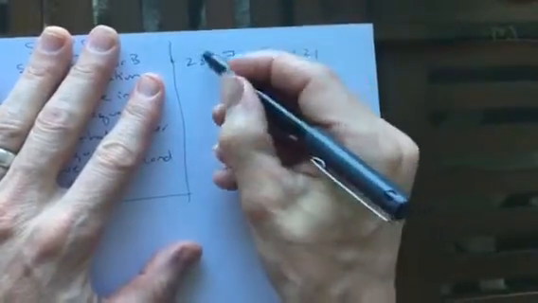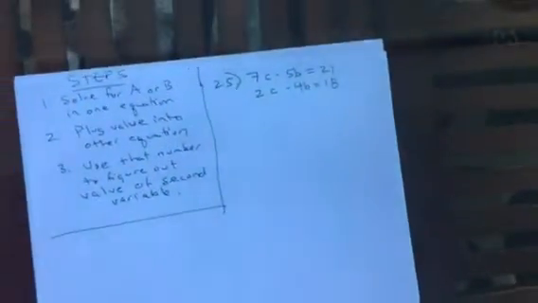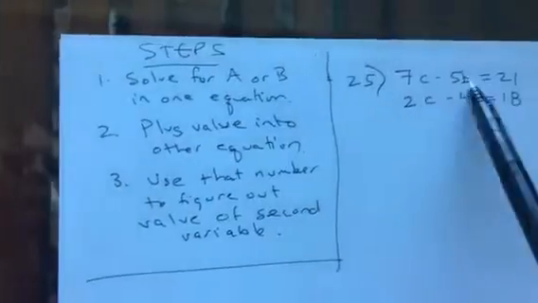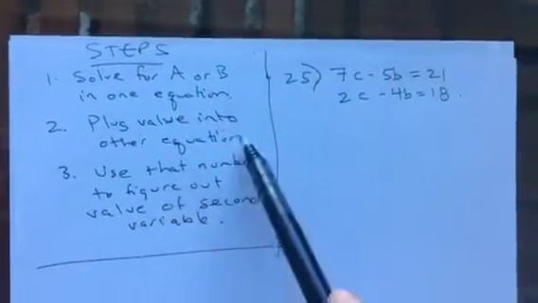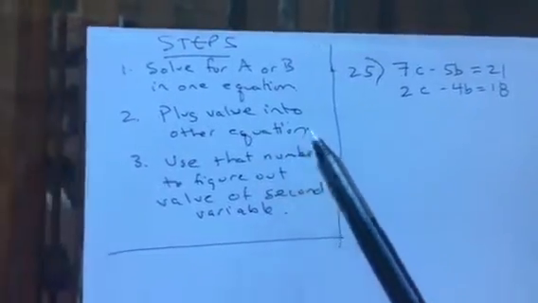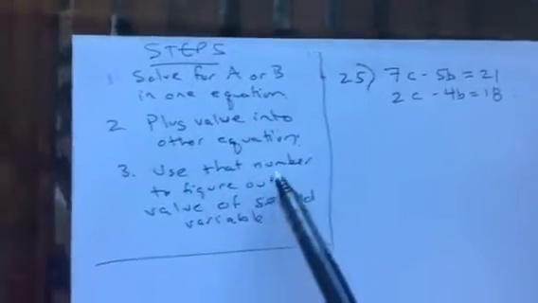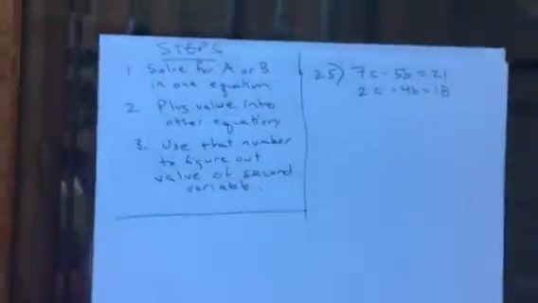Now to do this, we have the same three steps that we did in our last video. The first thing is that we have to solve for A and B, or in this case C and B. We have to solve for one of them. Then we have to put that value into the other equation. And then we have to use the number that we get to figure out the value of the second variable. So I'm going to do this.